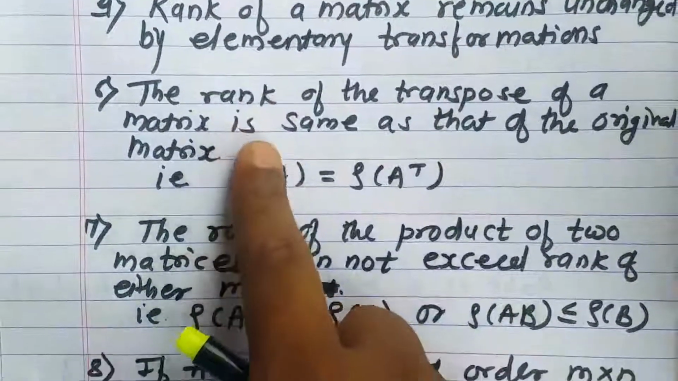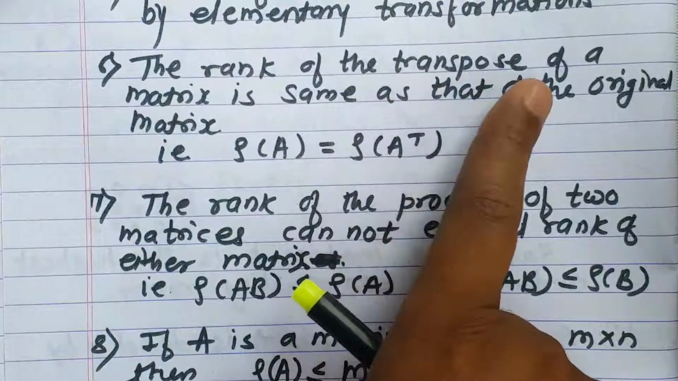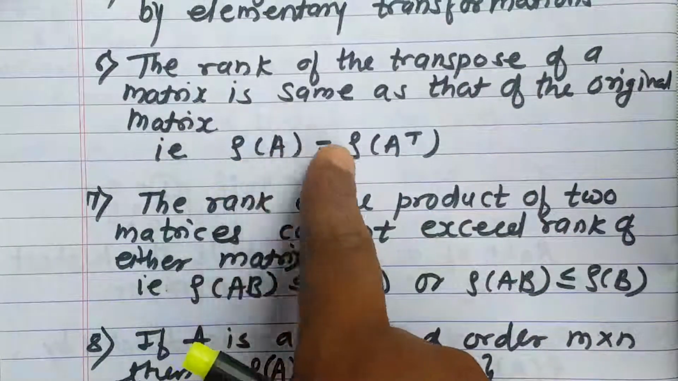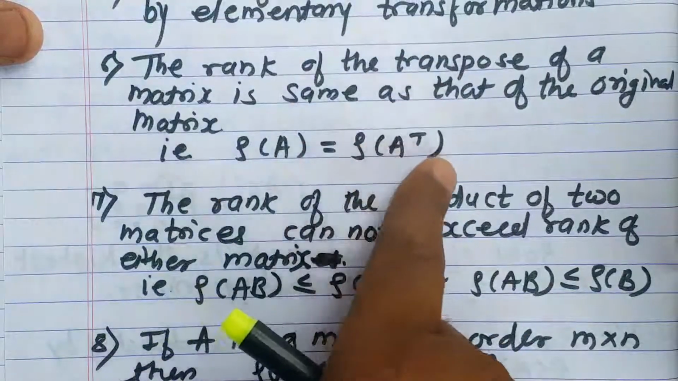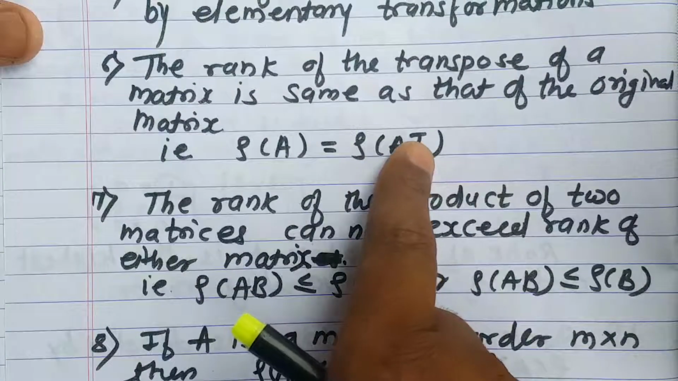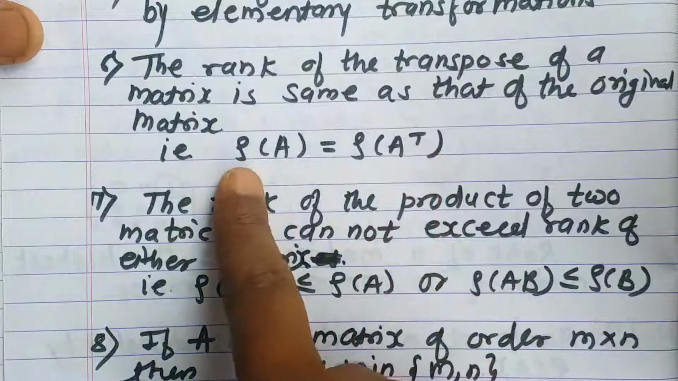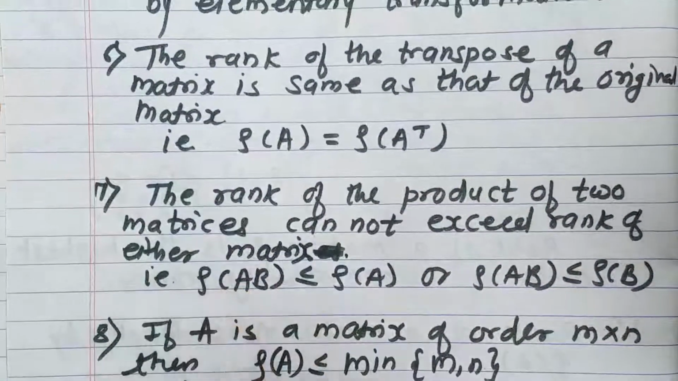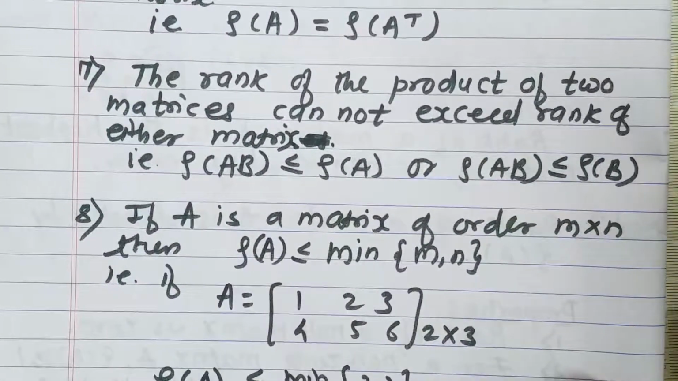Next, property number 6, the rank of the transpose of a matrix is the same as that of the original matrix. So even if you take the transpose of that matrix, whatever matrix you get after transpose, we denote it by A raised to t, A transpose we call it. The rank of that A transpose and the rank of the given matrix A is the same. So this is what property number 6 is. Rank of A and its transpose is the same.